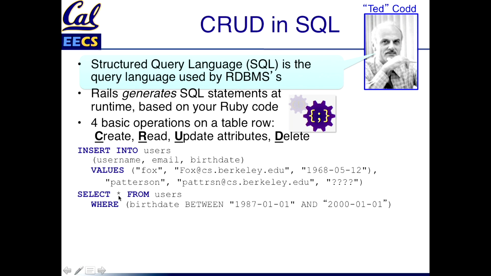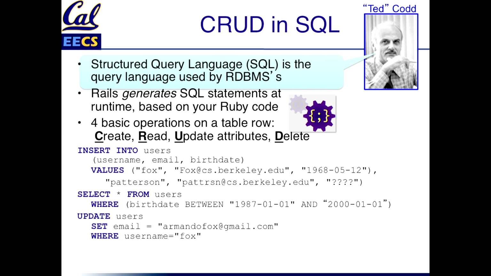I haven't made explicit whether there are other columns in the table or not, but certainly I'm assuming that these 3 exist. I can also read from that table. I can say select, and the star means when you find rows that match my criterion, give me back all of the attributes associated with each of those rows. So select star from the users table where certain conditions are true. An example of a simple condition is birth date between 2 particular dates. There are many other ways that you can do matching things in SQL.